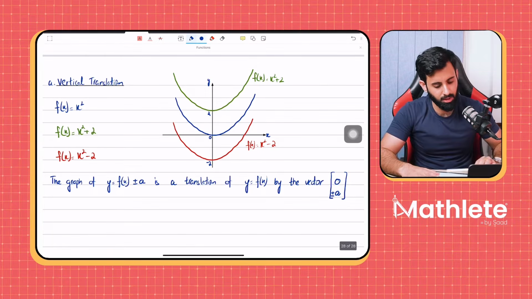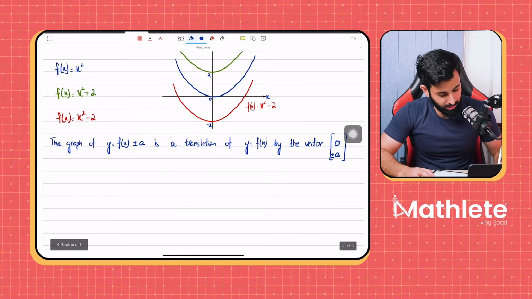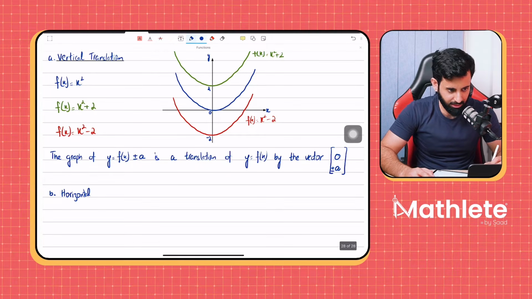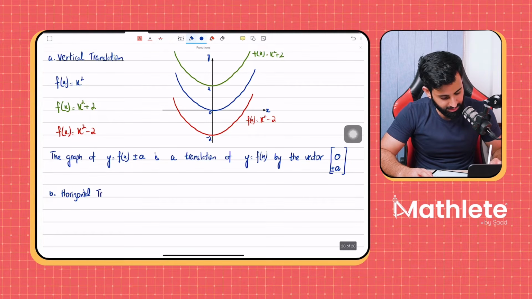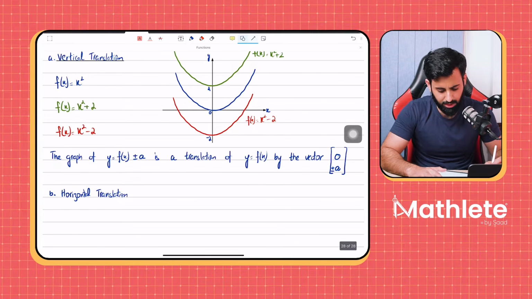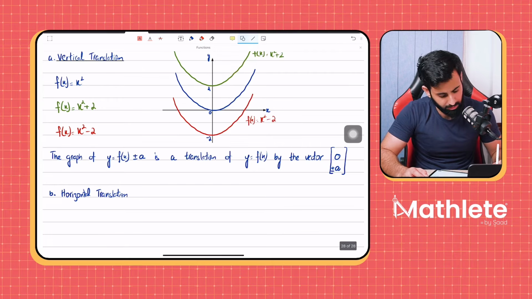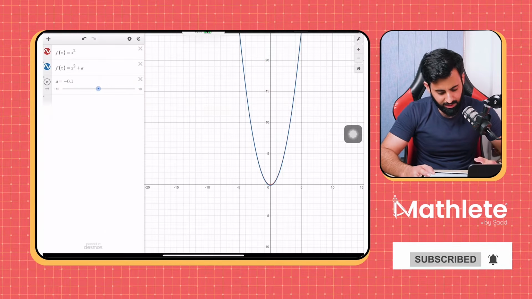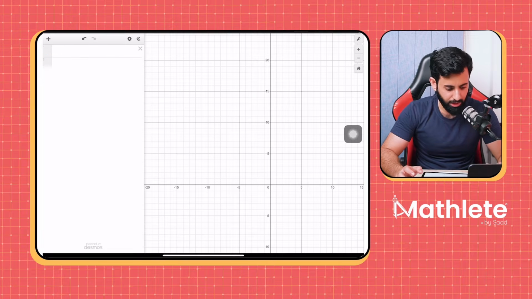All right, now let's see horizontal translation in detail. And this is where things get slightly tricky. Only tricky at first. Once you understand what's going on, then it's not that difficult. So with horizontal translation, it's the other way around.